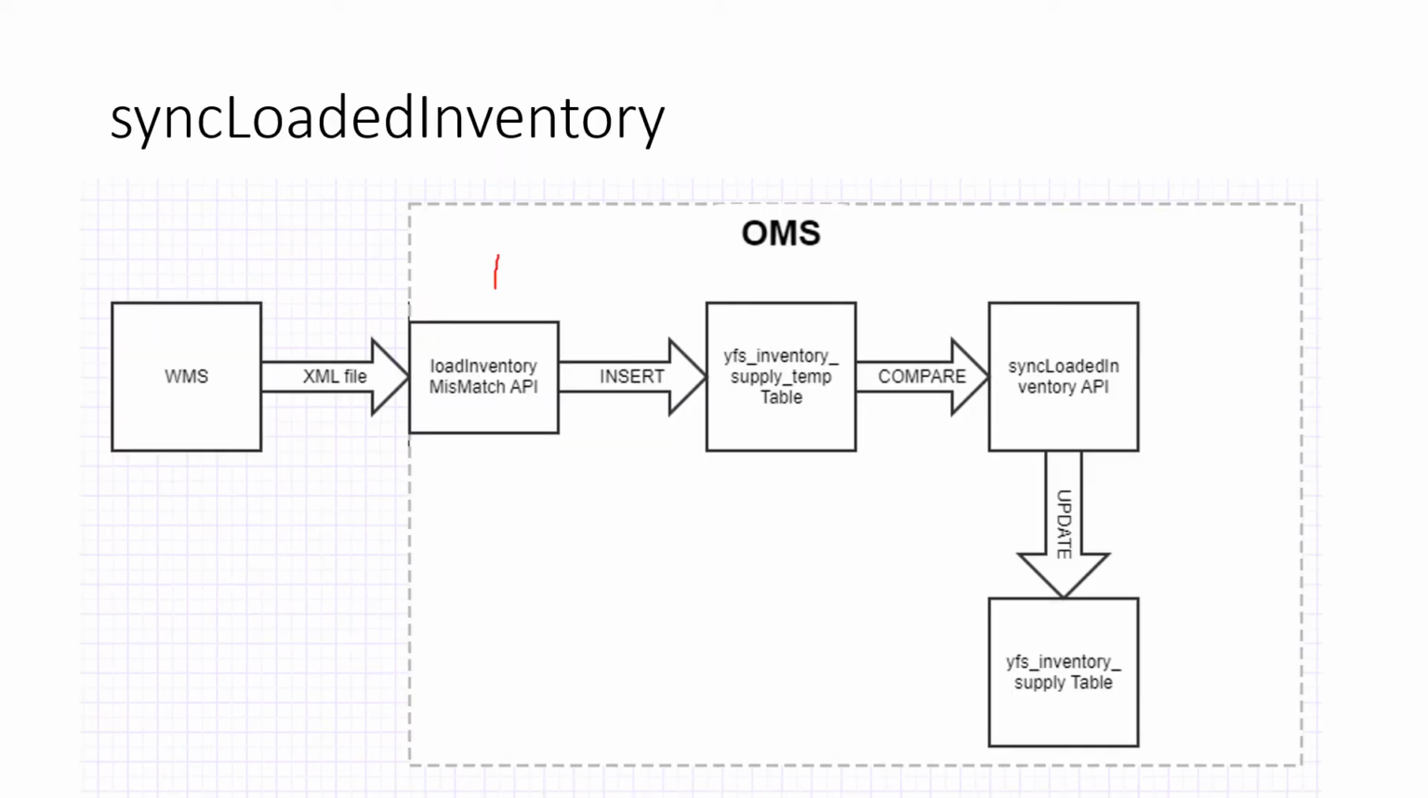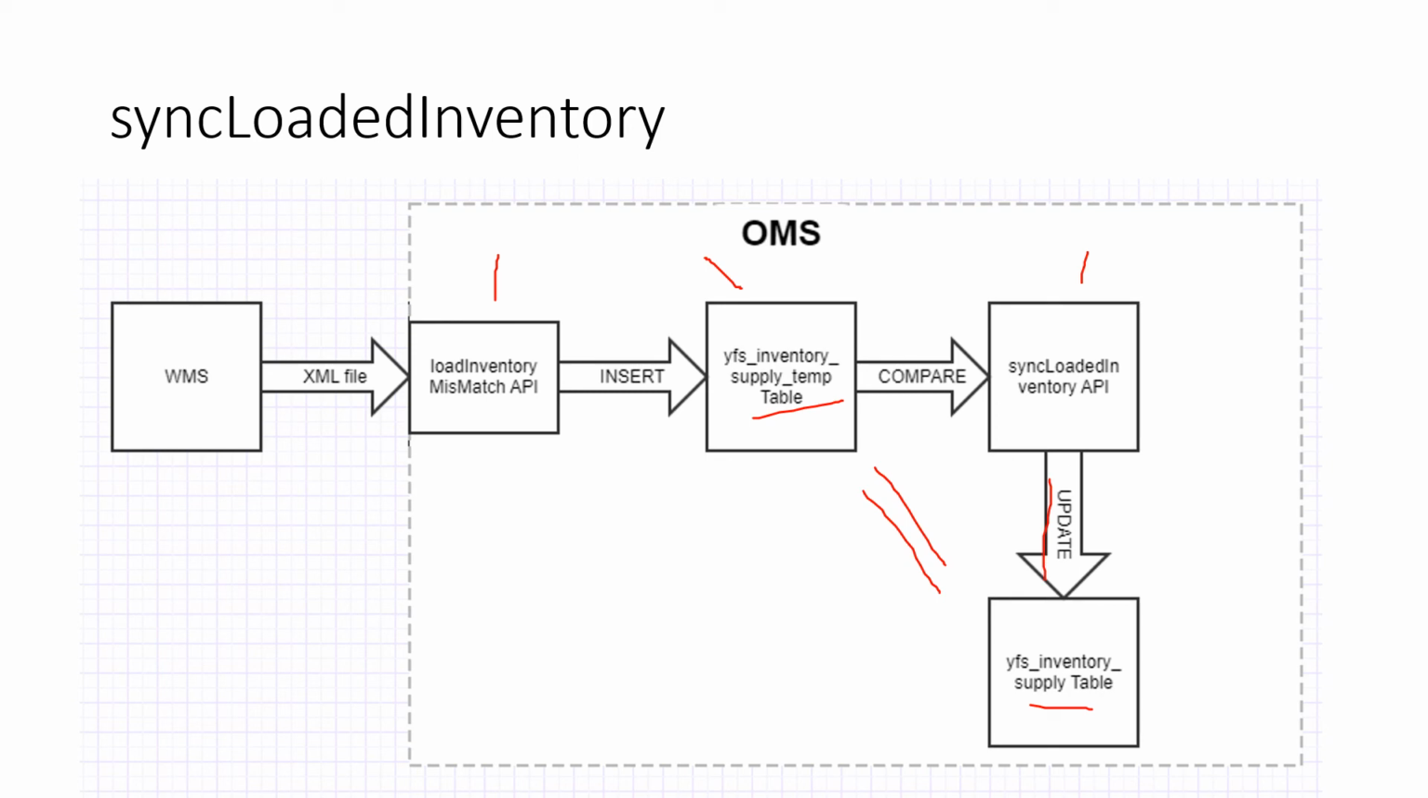Once the loadInventoryMismatch API has inserted the records in the YFS_INVENTORY_SUPPLY_TEMP table, after that the syncLoadedInventory API will compare the records in the YFS_INVENTORY_SUPPLY_TEMP table with the records in the YFS_INVENTORY_SUPPLY table. If there is any difference between these two tables, then only the syncLoadedInventory API will update. Otherwise it will not update.